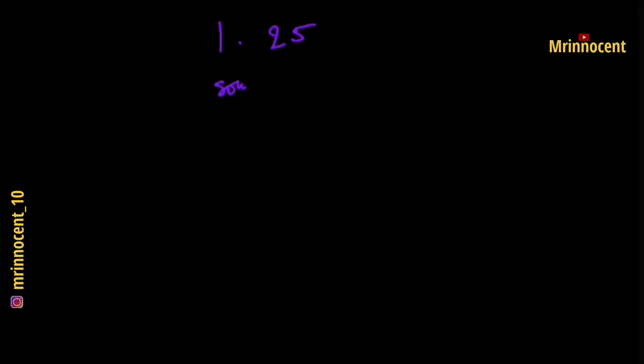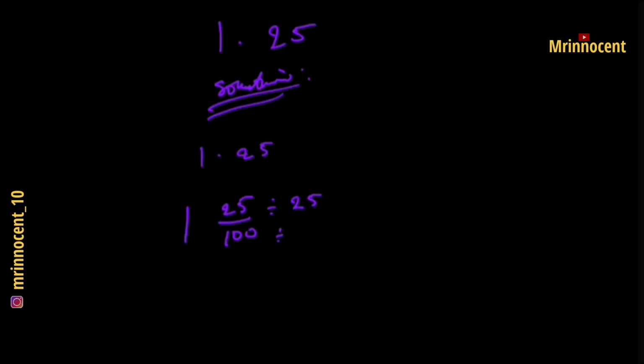1.25, solutions. 1.25. So you have one whole number. This is 25, is 2, 1, 0. That is 100. You have 25 over 100. So you divide this one by 25. Divide this one by 25. So you have one whole number 1 over 4.